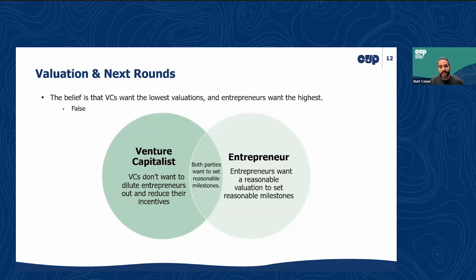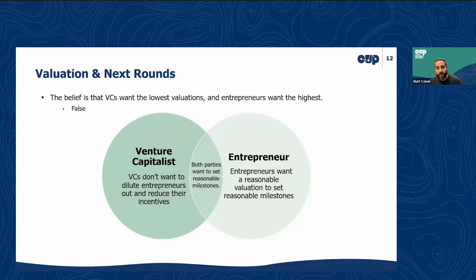VCs don't necessarily want the lowest possible valuation, because then they'd be diluting the entrepreneurs, or maybe even the founders, completely out of the company. And oftentimes we want the entrepreneurs to be very engaged and incentivized. We often want the scientific founders to be very engaged and incentivized, to want to help the company and achieve their milestones. So VCs don't want to just dilute everyone out who's already there.